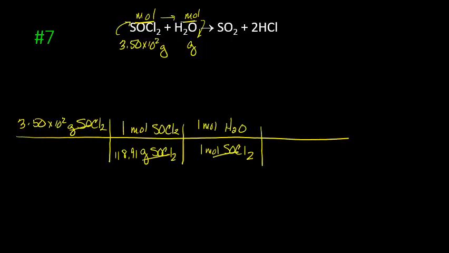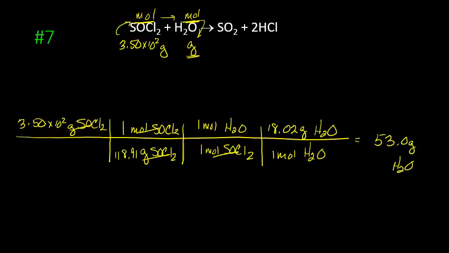And those cancel. Now we need to go from moles of water to grams of water. So 1 mole of water has 18.02 grams of water. Now we're just ready to finish the problem. Final answer then is 53.0 grams of water. And as there were 3 sig figs here, we needed to have 3 sig figs in our final answer.